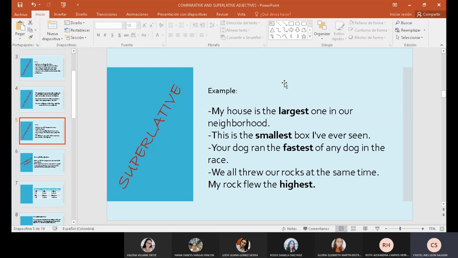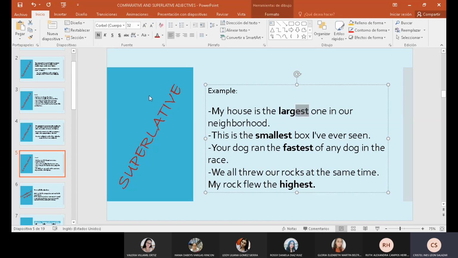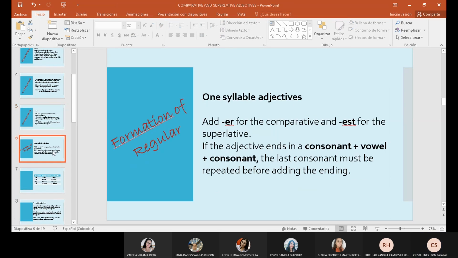We all threw our rocks at the same time. My rock flew the highest. Todos lanzamos nuestras rocas al mismo tiempo. Mi roca es la que voló más alto o más elevado. Okay. Comparatives, we add er at the end of the adjectives, and superlatives, we add est at the end of the adjectives. Okay. In English, it is simple to form the comparatives and superlatives.